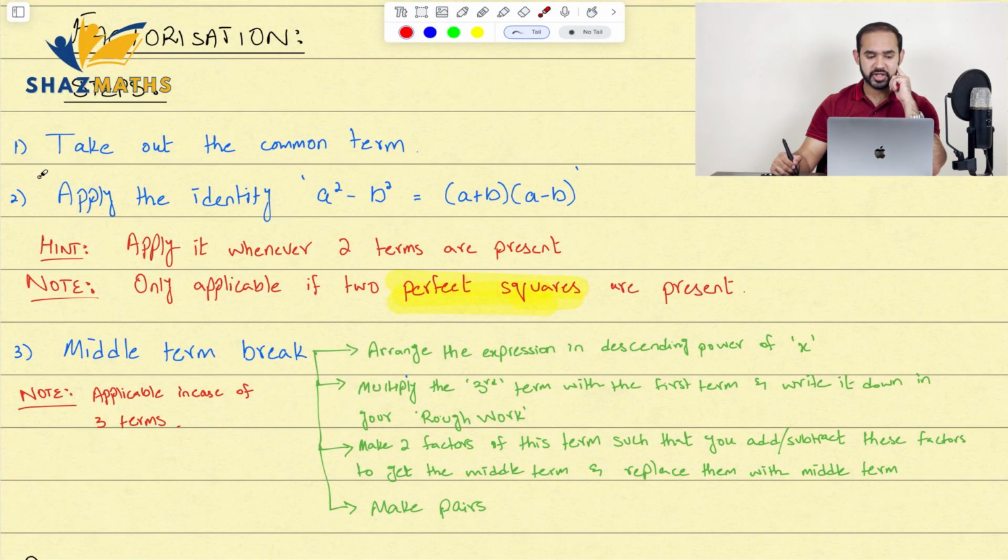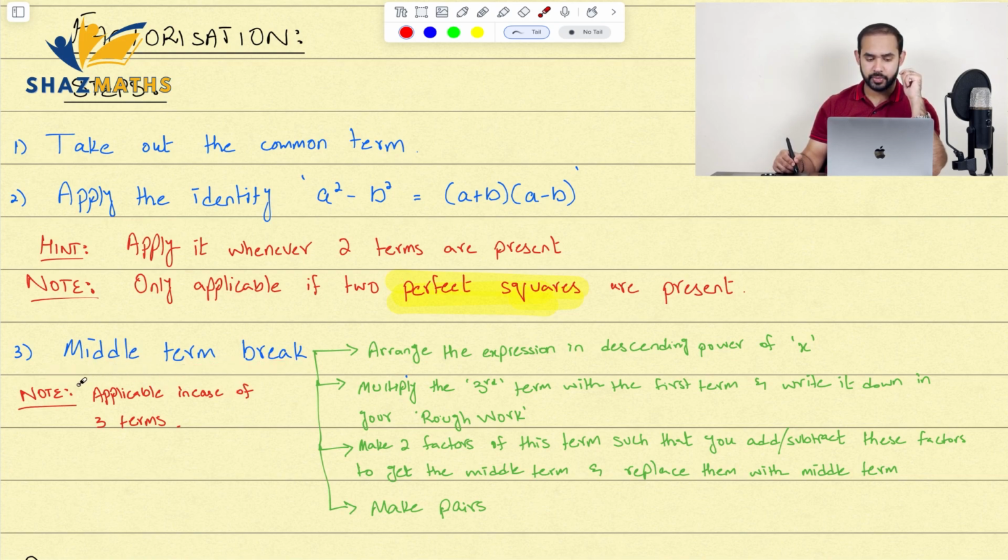So these are the steps that we discussed, that what we actually need to do whenever we have to factorize an expression. The first step is always to take out the common term, and then the second step is you apply the identity a square minus b square equals a plus b times a minus b, and this step was discussed in detail in the last video, so I'm not going to waste any more time on this one. Let's jump on to the third step, that was middle term break.